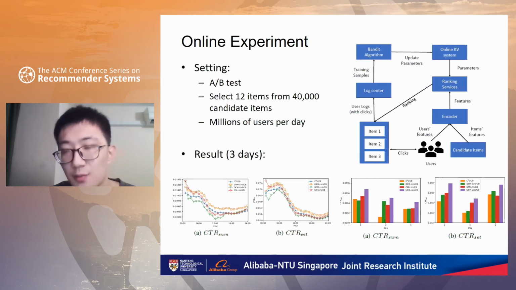We also implement experiments based on the real-world testbed in Taobao. We use an A/B test where users entering our scenario will be randomly divided to different algorithms. Each algorithm needs to select 12 items from 40,000 candidate items for millions of users per day. The flow of our online experiment is shown in this figure. Each algorithm will update based on real-time logs. The parameters are stored in the online key-value system and used to rank items when a user enters. The results of the 3-day experiment are shown in the figure. The first figure is the change of CTRs over time, and the second is total CTRs each day.